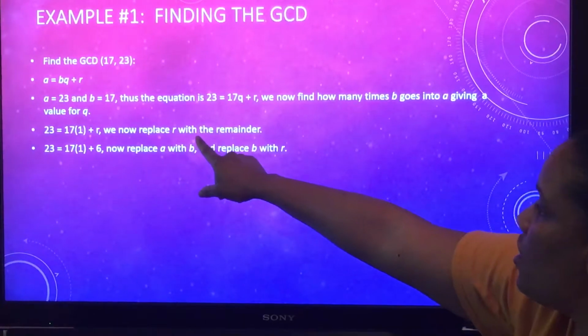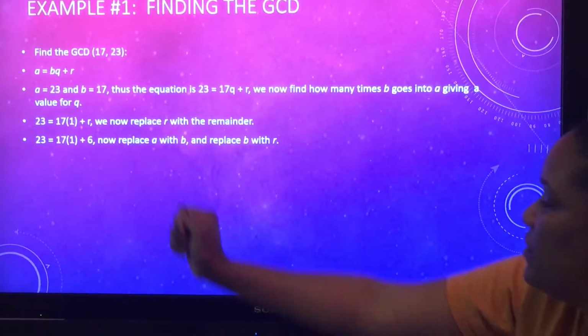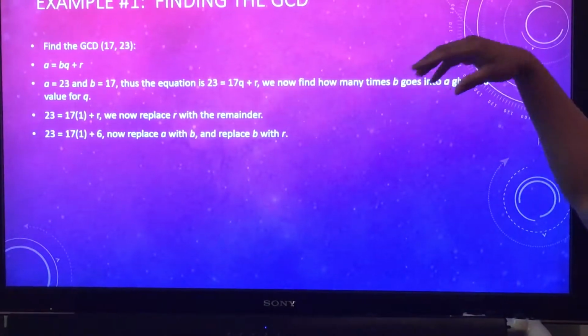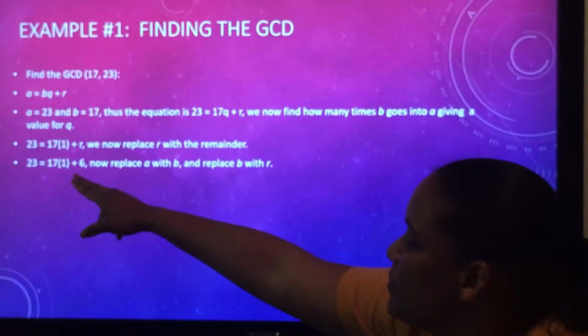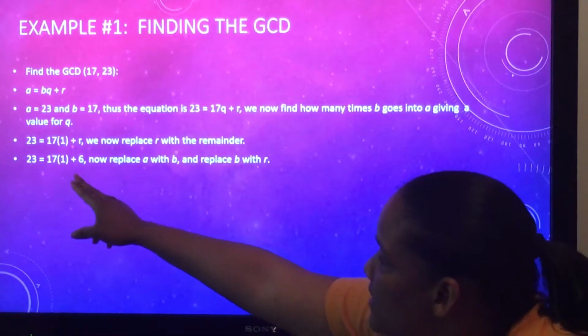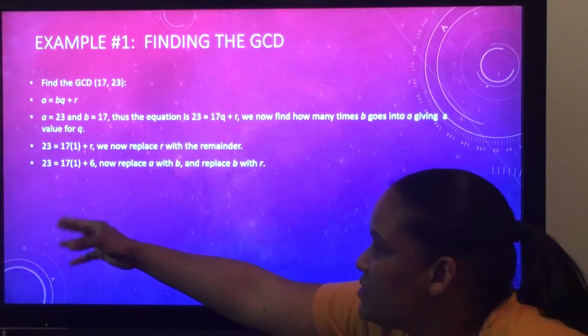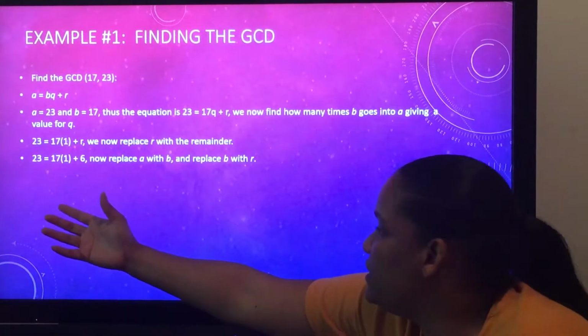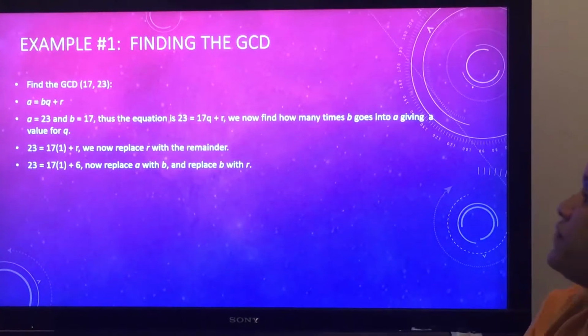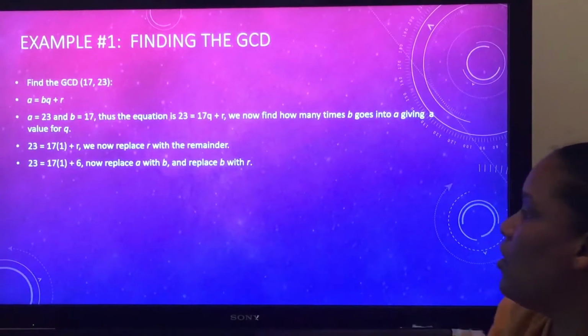Now we place R with the remainder. So we say 17 times 1 gives us 17. So we need to find out 17 times 1, but plus what is going to give us that 23, which is our remainder. We know that 17 times 1 is going to give us 17, so we need 6 more. We're 6 away, so we need plus 6, which will give us our 23. So now we've replaced A. Now we have our R, which is 6.